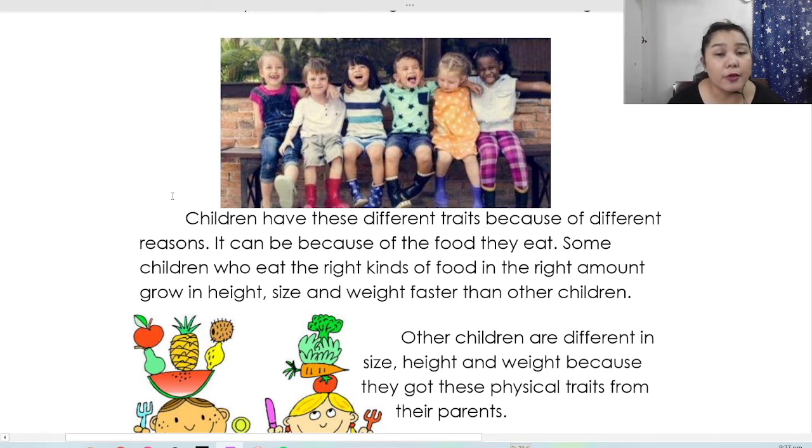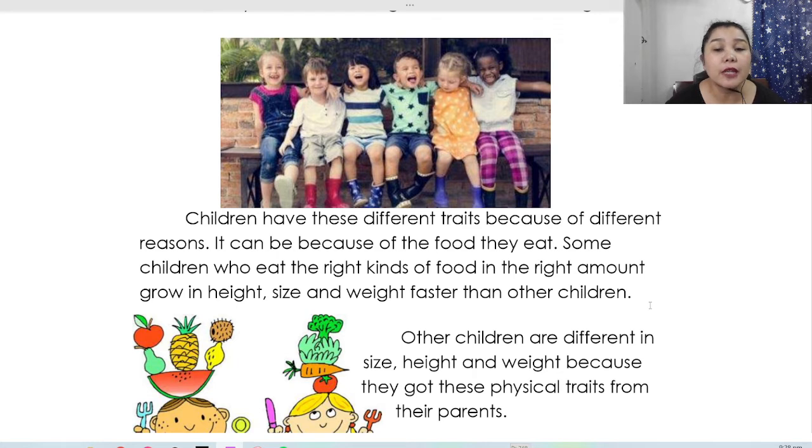So, may mga rason, there are causes or even reasons why children are not the same. It can be because of the food they eat. Minsan iba siguro ang gustong kainin. Some children who eat the right kinds of food in the right amount grow in height, size, and weight faster than other children. Usually, may mga bata na mapili, so picky eaters, may mga certain food na lang sila na gusto, kaya minsan, the height and the weight and also the size are affected.